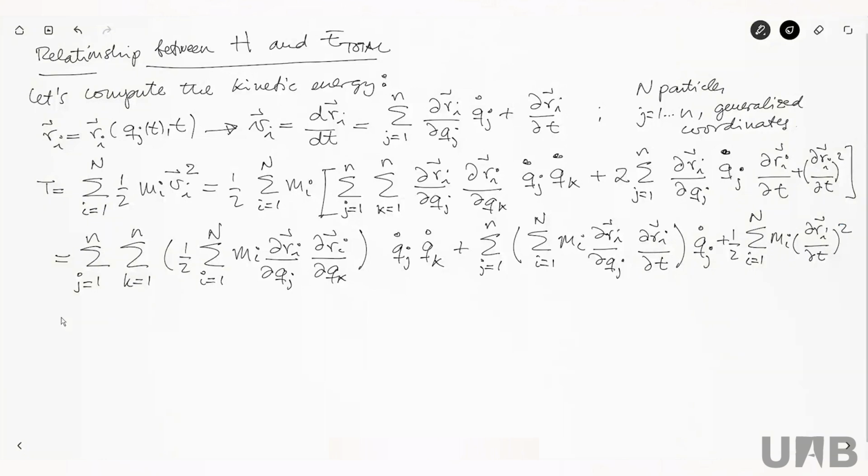So what do I learn from this? What I learned is that the kinetic energy, in complete generality, for any system written in terms of generalized coordinates, has a quadratic term in the generalized velocities. It has a linear term in the generalized velocities, and it has a term which is completely independent of velocities. So this is quadratic.